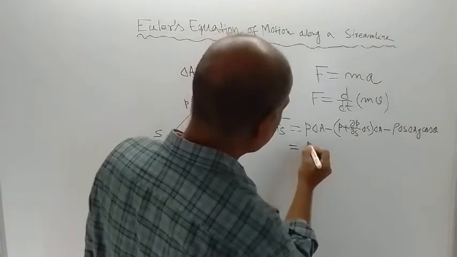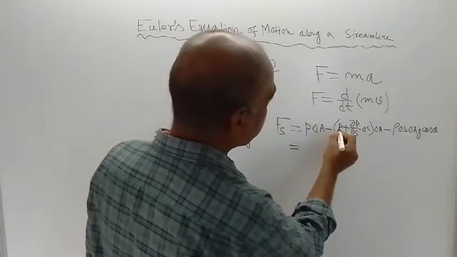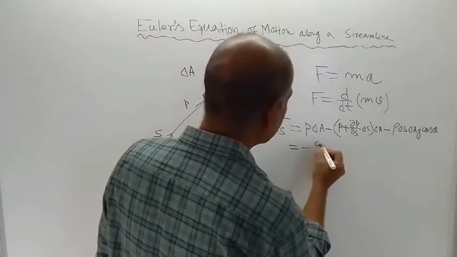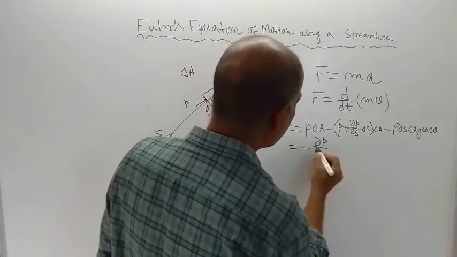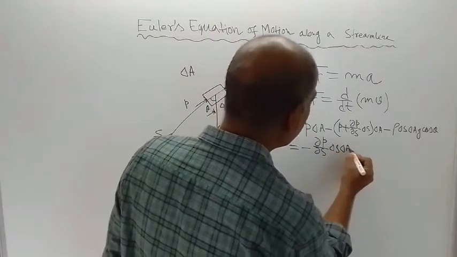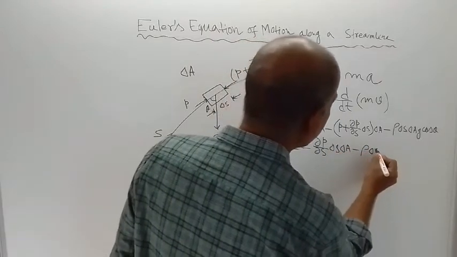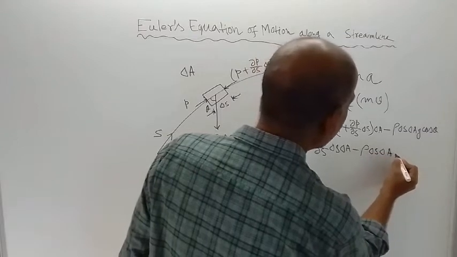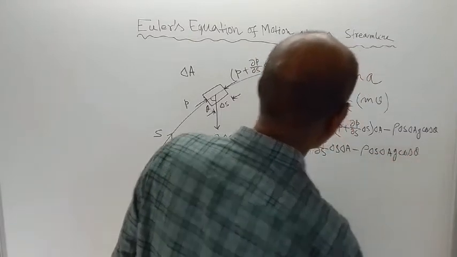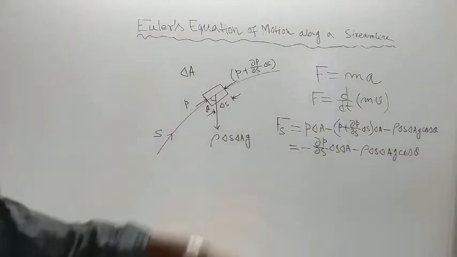And what is the result? This P into delta A and here minus P into delta A, so they are cancelled. So the remaining thing is minus del P del S into delta S delta A, minus rho delta S delta A g into cos theta. This is the resulting force.